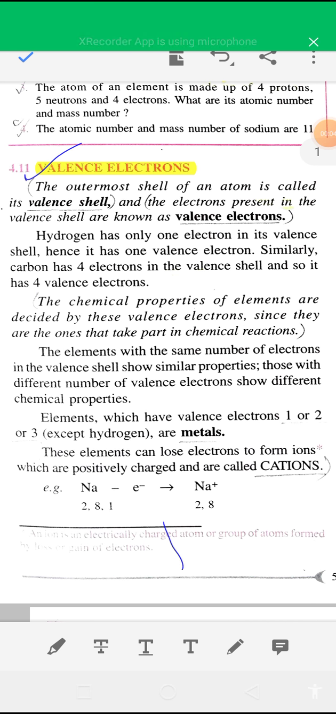In this video, I am continuing chapter 4, structure of atom and chemical bonding. In this video, first I will discuss valence electron and valency.